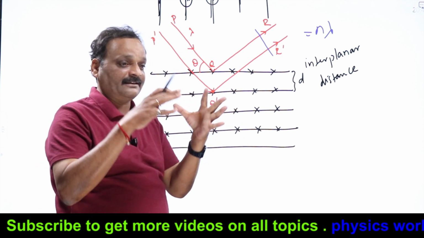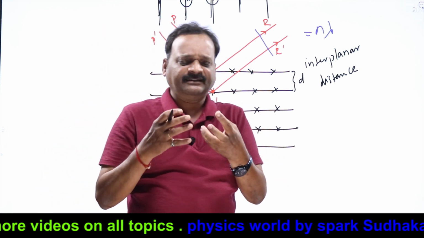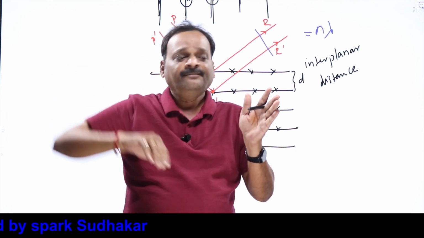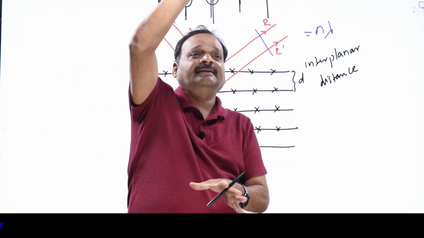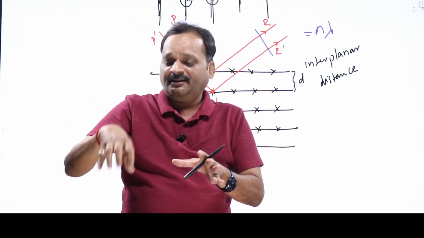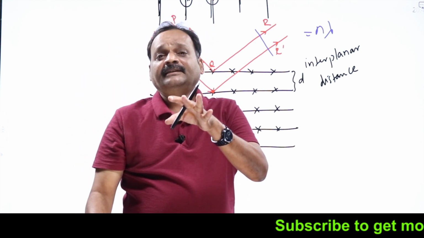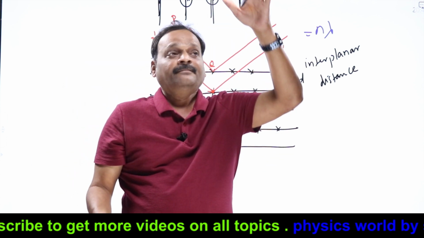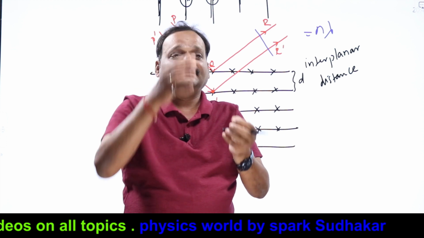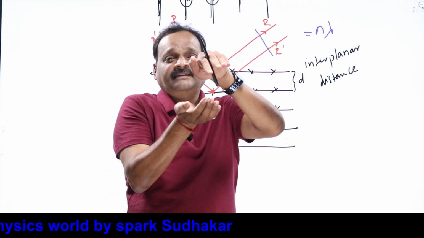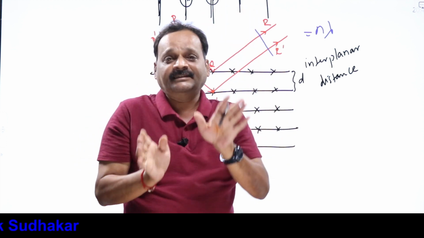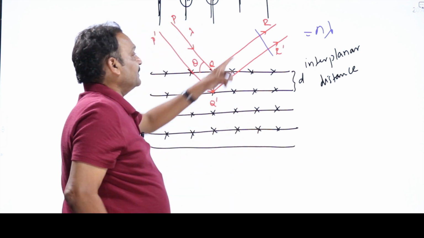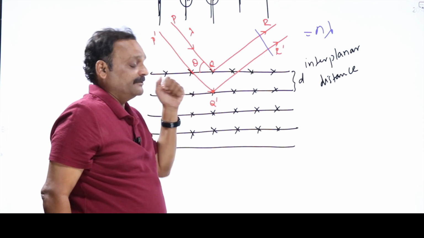Whenever there is constructive interference, imagine waves have crests and troughs like this. This is known as a crest, this is known as a trough. When crest falls on crest, intensity or amplitude becomes maximum. When trough falls on trough, the trough's amplitude will increase. That's known as constructive interference, and we get maximum intensity. If a crest falls on a trough, they nullify or neutralize each other. Intensity will become minimum, or sometimes zero also. So constructive interference should take place and we should get maximum intensity.